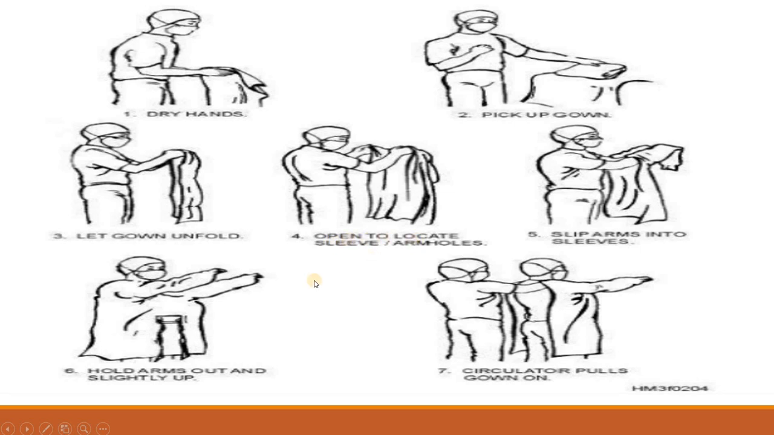After that, open the left sleeve, and after that, hold the arm, slip the arm into the sleeve. Okay. Next, the sixth one is to hold the arms out and slightly up. After that, pull up the gown.